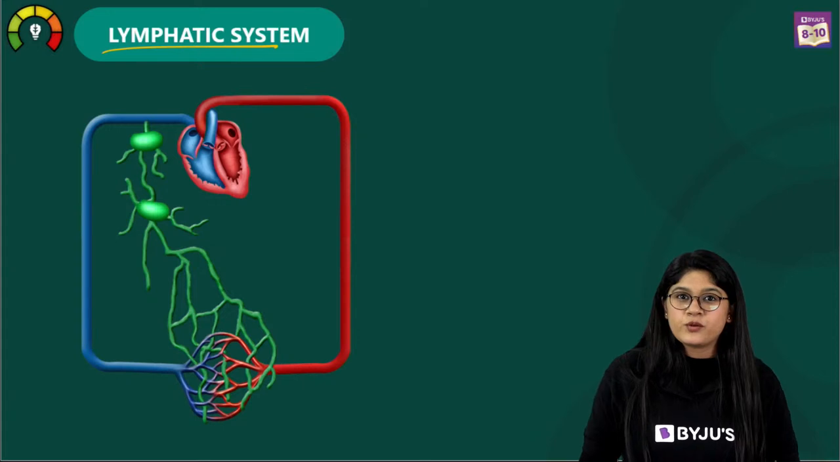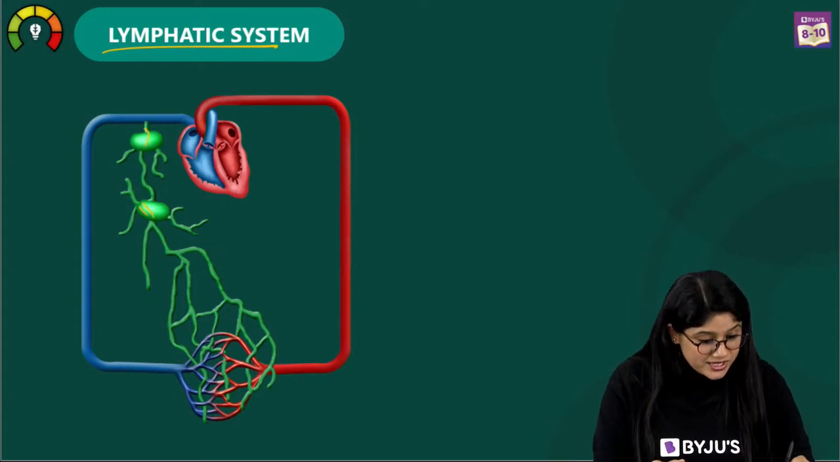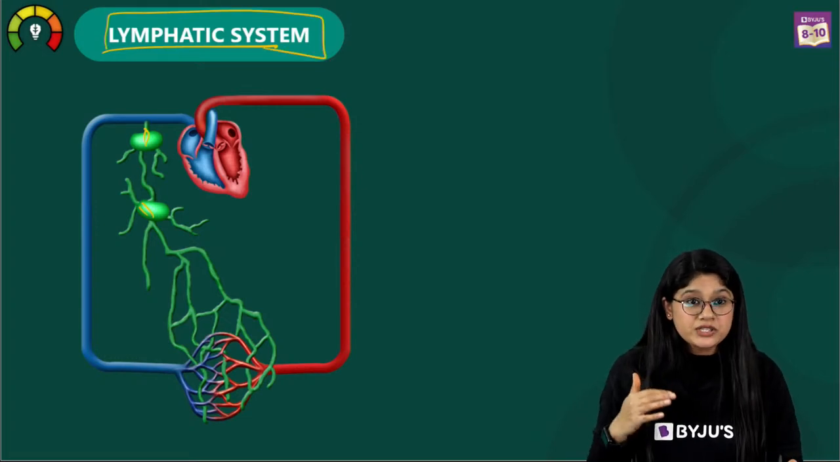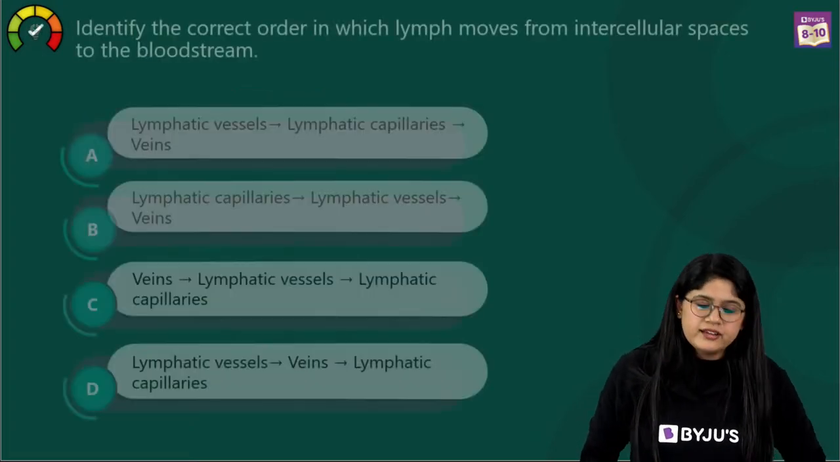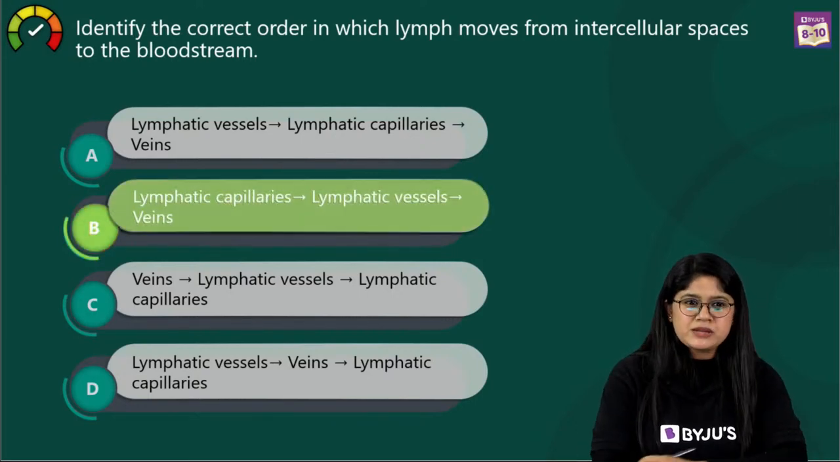See over here, right? Now, of course, it will be draining the blood into the veins over here. And it will be forming the lymphatic system. We have the pathway with us. So let's go back to the options over here and let's see the final answer. The final answer is option number B.